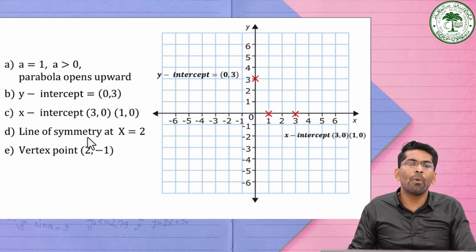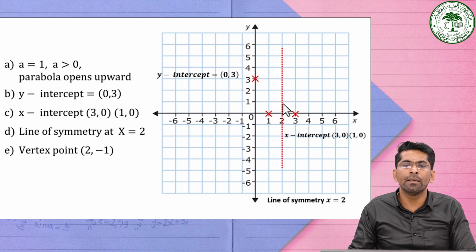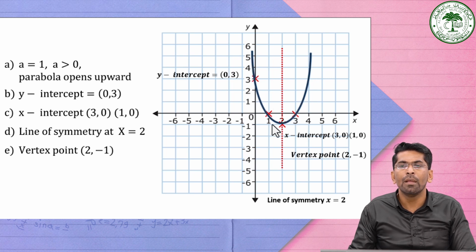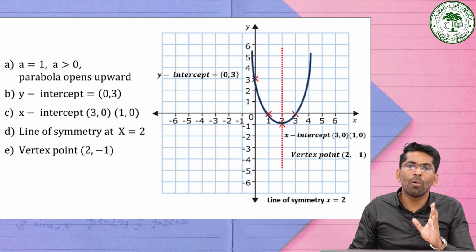Next we will point out the line of symmetry, which happens when x is equal to 2. So it will be on this particular line, passing through this point, x is equal to 2. And then we want to mark the vertex point. When x is equal to 2, the vertex point is at minus 1, so minus 1 is here. Now we can join all these points, then we will get the parabola, which opens upward. In this way, we can draw or sketch the quadratic function.